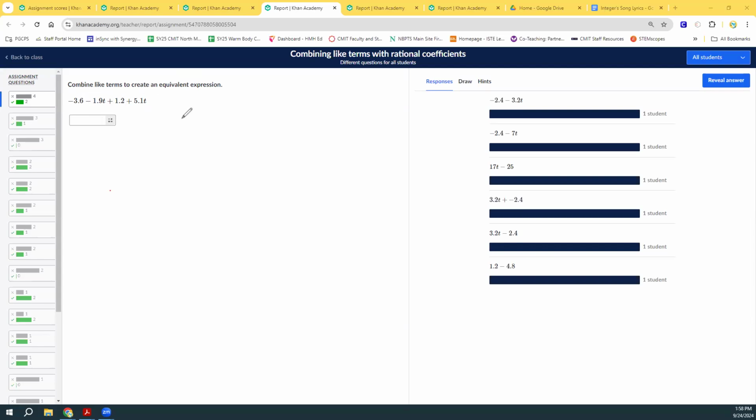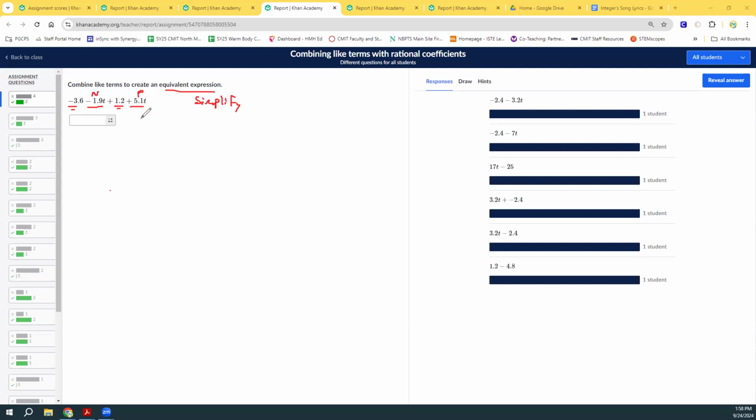Combine like terms to create an equivalent expression. So we want to simplify. I mean, this is giving us some freedom to non-simplify, but just change, but we're going to simplify. Okay, so my like terms are here and here. And then there's another pair. And this one is negative. I'm going to write an N and positive.